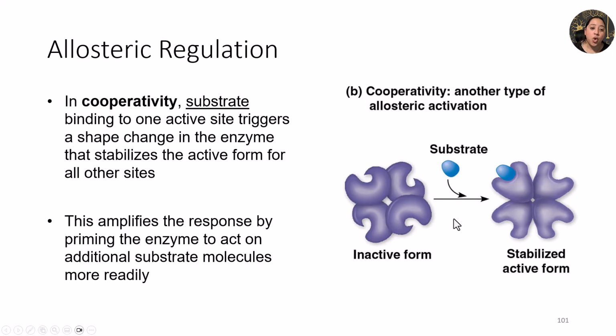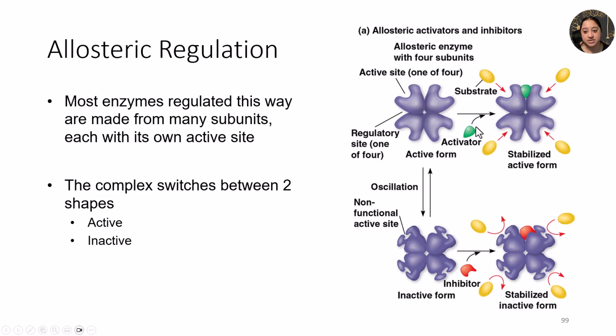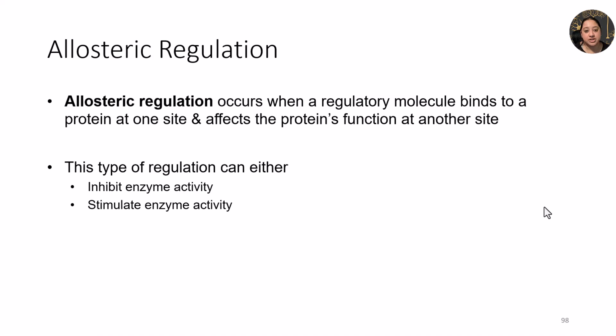Okay, so in cooperativity, no, let me go back. This is going to show that. An activator, shown in green, stabilizes the active form. Alternatively, there's an inhibitor that might stabilize the inactive form, and so now these active sites are not functional. So that's allosteric regulation: when a regulatory molecule binds to a protein at one site and affects the protein's function at another site.